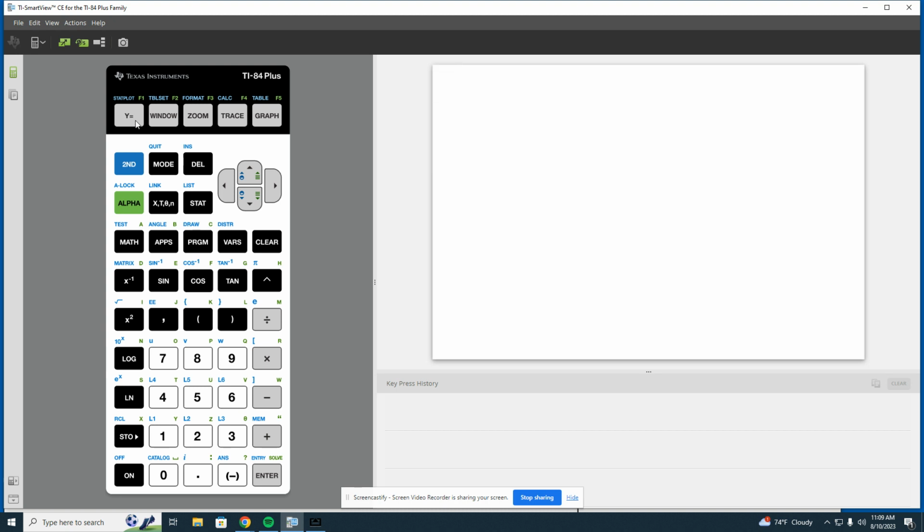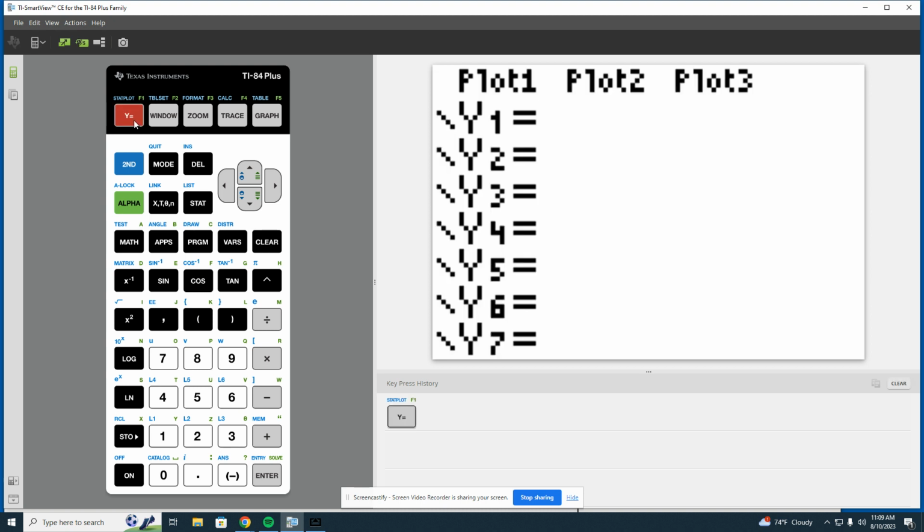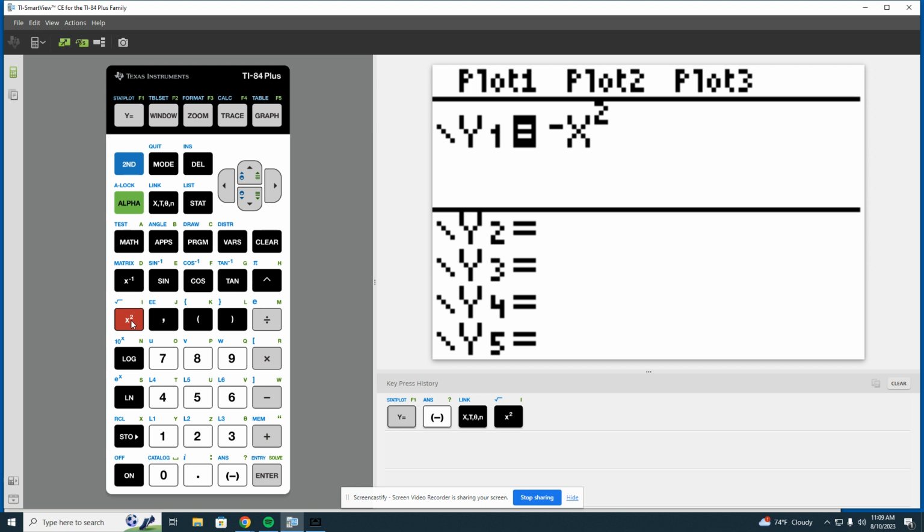Where do we go when we want to graph? We go to y equals. That's where we're going to go when we want to graph. Now let's type this first one in. That is not minus x squared, is it? What is that equation? It's negative x squared. So make sure you use your negative button, not minus. Negative x squared, plus 3. Graph.